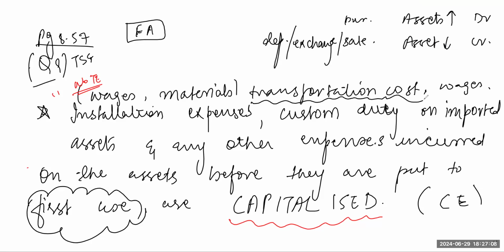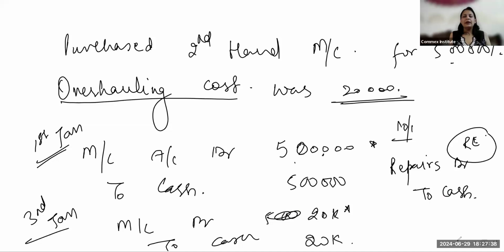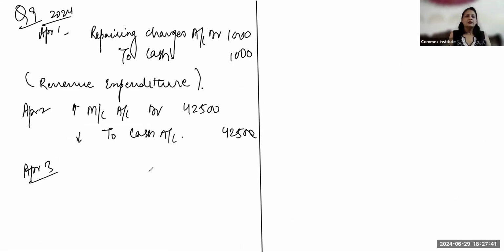Installation expenses, custom duty on imported assets, and any other expenses incurred on the assets before they are put to first use are capitalized. And what do we mean by capitalize? That means in the machine account itself we'll keep on adding. Right? And what are these other expenses? Any other expenses would be like wages on installation, any materials on installation, any kind of transportation cost, any kind of freight, like we said, freight or carriage. All these will be added to the machinery cost. So the April 3 entry would be machinery account debit to cash.